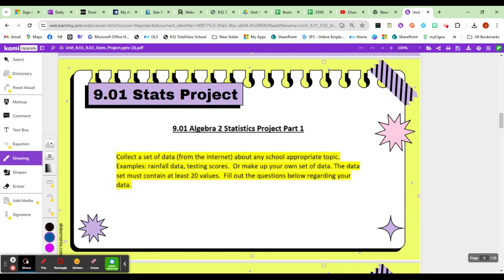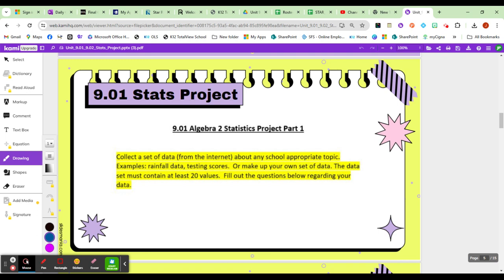So you could think about 20 test scores, or how many donuts you eat a week. So you could do, I might eat 5 this week. I might eat 2 next week. I might eat 0 the next week.